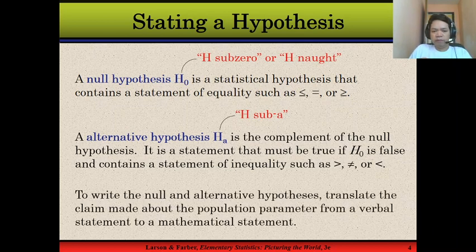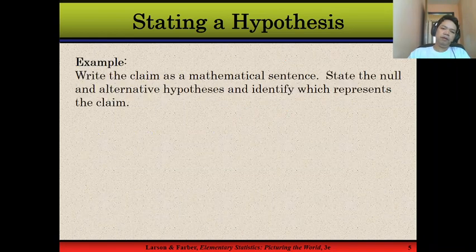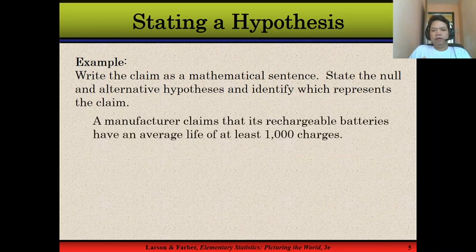Okay, in order for us to write the null and alternative hypothesis, translate the claim made about the population parameter from a verbal statement to a mathematical statement. So yun lang, ita-translate lang natin from verbal to mathematical. Okay, so let's have a few examples. Write the claim as a mathematical sentence. State the null and the alternative hypothesis. Then identify which represents the claim.